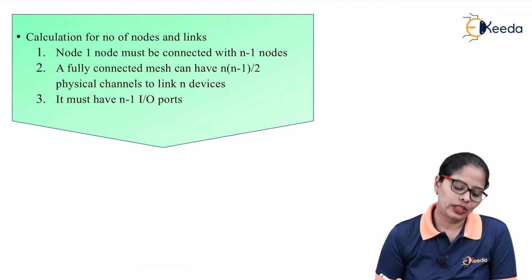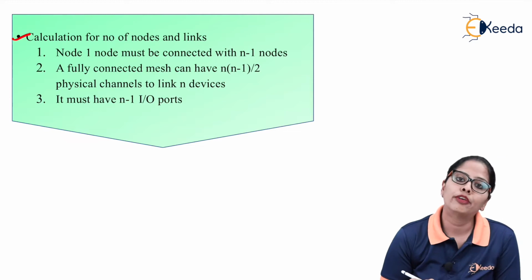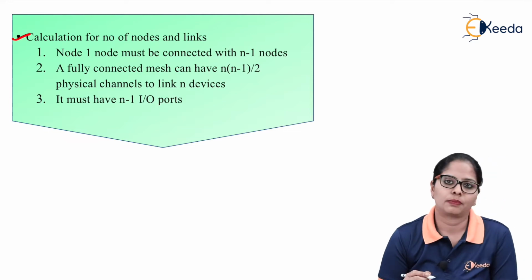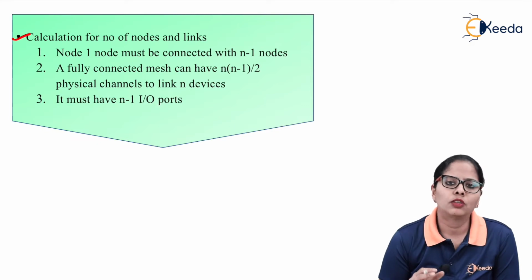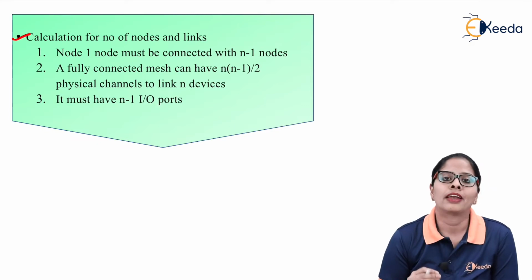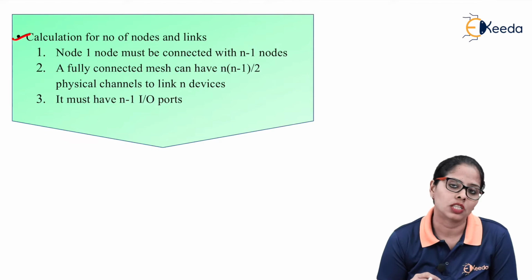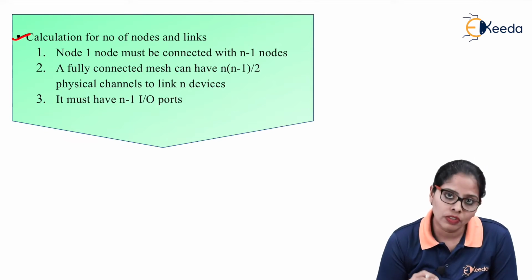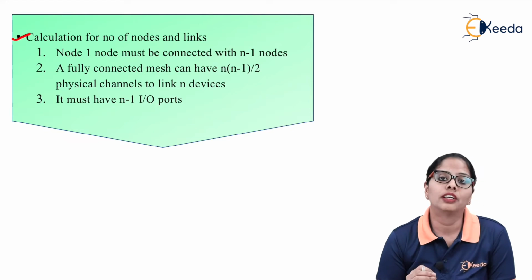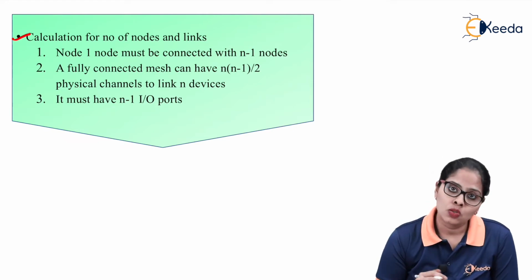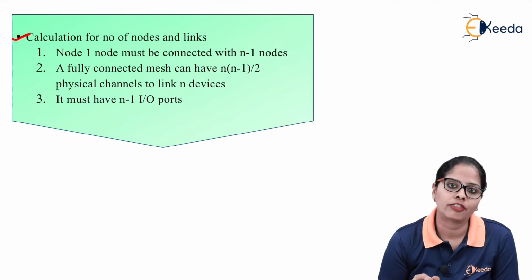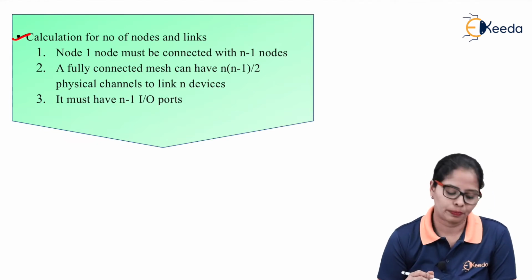Now let us start with the calculation of the number of nodes and the links. So basically over here, they will give me a certain topology. There are 4 devices, and now tell me in the mesh topology how many nodes will be there, how many input and output devices you need, how many cables will be there in between the devices. So that calculation we can define with the help of these formulas.